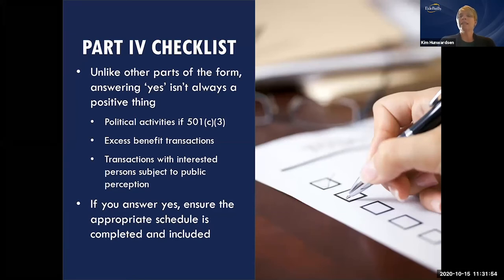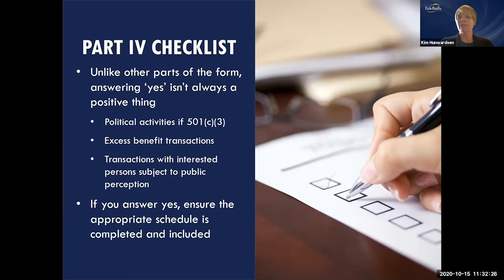Part 4 is a checklist of all of the other schedules that are going to be required. Unlike other parts of the form, sometimes answering yes here isn't always a positive thing. So there's a question that asks, did your organization engage in political activities? Well, if you're a 501(c)(3) organization, you're prohibited from doing political activities. So therefore, a yes answer here is actually a really, really big red flag. So that's something we don't want to see.